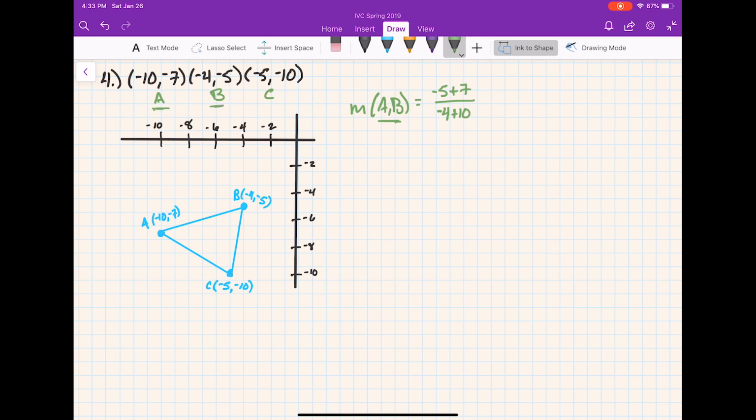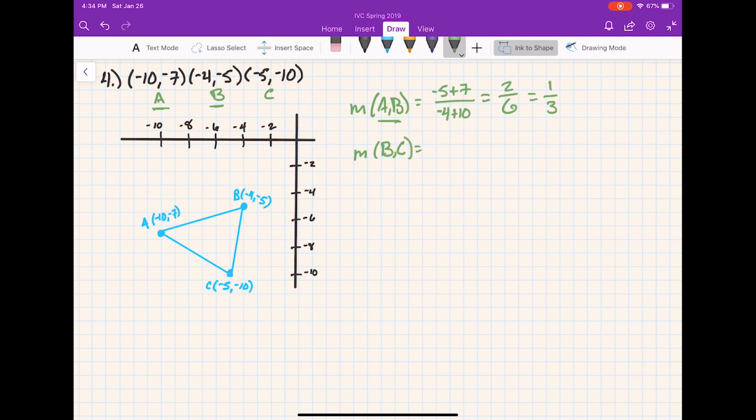Since I'm doing A and B, that's where I got my numbers from, right? Okay, so on the top I'm going to get 2, and on the bottom I'm going to get 6. So really this is 1/3. So then I'm going to do my slope for my B to C.